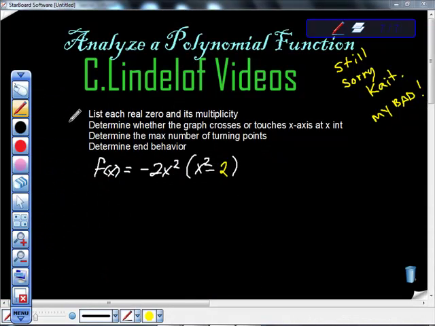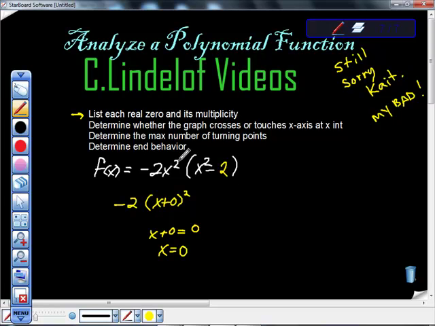So go back here, we're asked to list each real zero and its multiplicity. Well, one thing I would do here is this. I would look at this negative 2 here as if it was x plus 0 squared. So maybe you can see where that first 0 came from. If I brought this out and said, when is x plus 0 equal to 0? That would be true when x is equal to 0. Are we good with that?